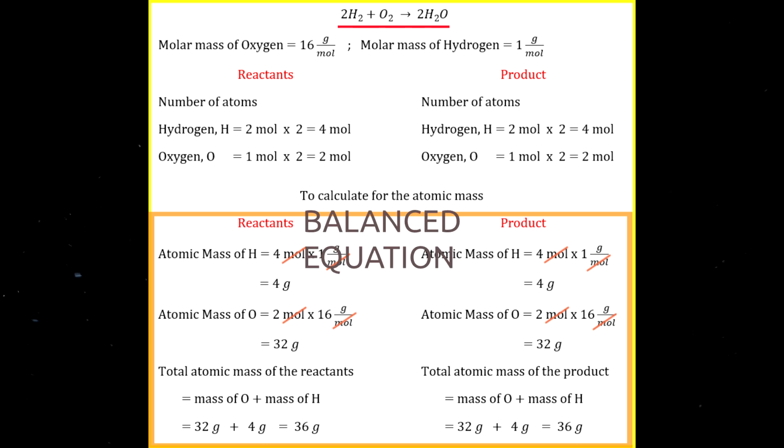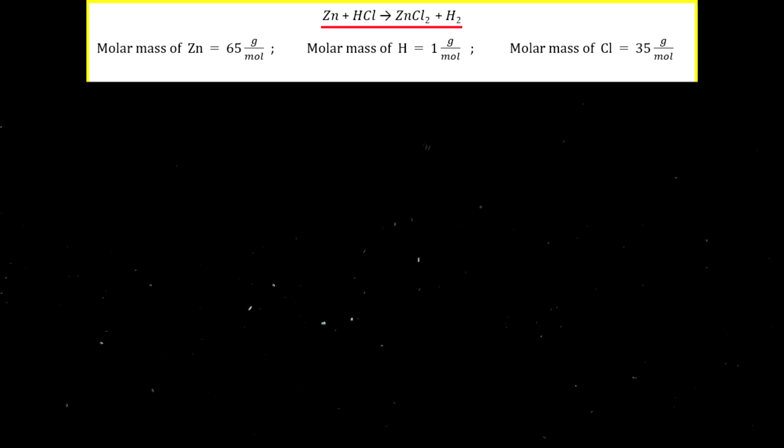So we concluded that the total mass of the reactants and the products are conserved before and after the chemical reactions. Now, how about the second equation? Zinc plus hydrochloric acid to form zinc chloride plus hydrogen gas. So, the same steps as in the first example, we will determine the molar mass of zinc, hydrogen, and chlorine.